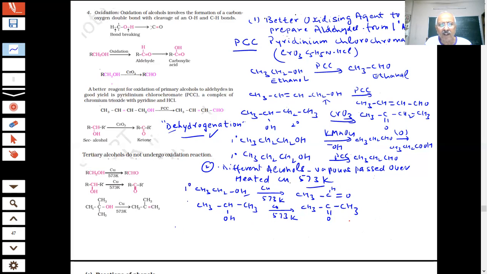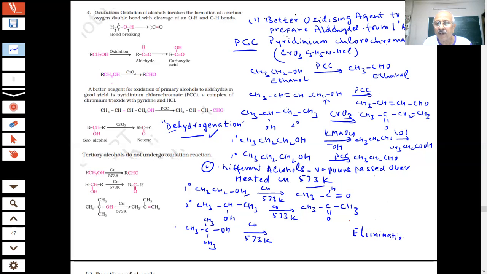This was like 1 degree, 2 degree. Now we give you 3 degree alcohol in the paper. Students, 3 degree alcohol. And again, students, we are saying copper, 573 Kelvin. Then 3 degree alcohol cannot be oxidized. You have learnt it. Then what happens in this case? Elimination takes place.